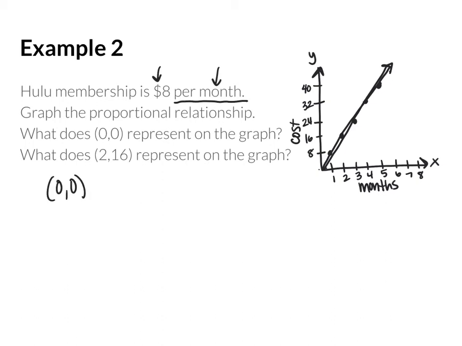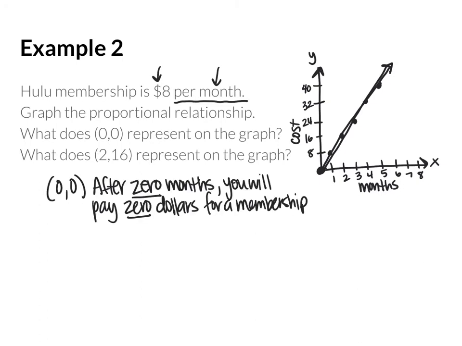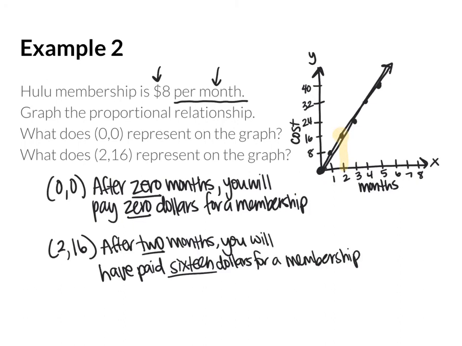0, 0 is the origin right here. That means after 0 months, you'll pay $0 for a membership. The point (2, 16) on the graph, when my x is 2 and my y is 16, this point represents that after 2 months, you will have paid $16 total for a membership.